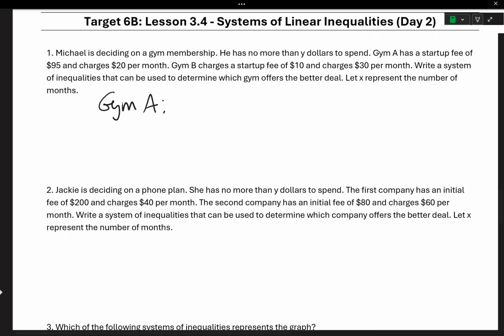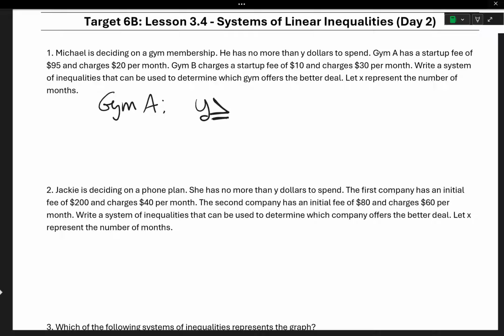Michael has no more than Y dollars. So we're going to start with Y. Let's decide what no more than means. Can Michael spend more than the money he has? No. So Y is the biggest. So Y is greater than. Anything else that he spends has to be less than the amount of money he has. Can he spend all of his money? Yes. All right, so the money he has is more than or exactly as much as he's going to spend.